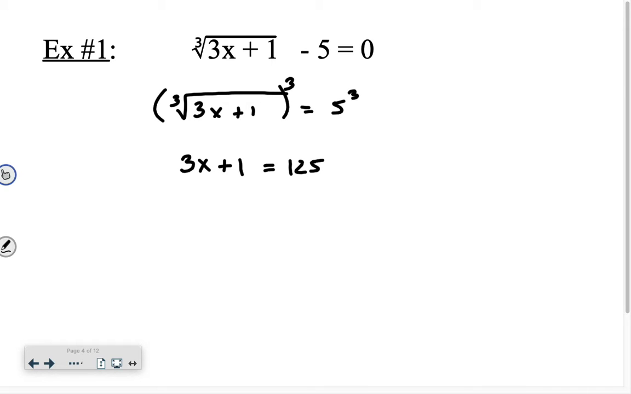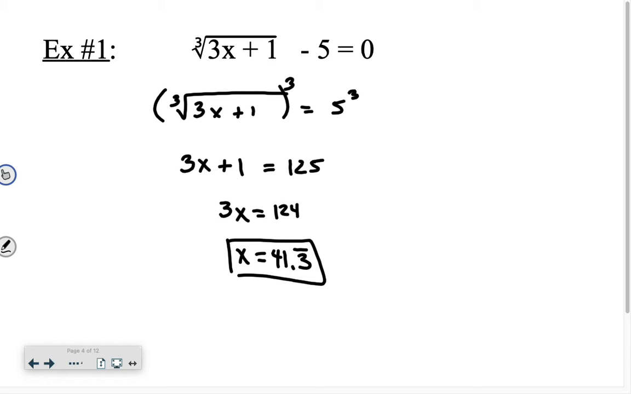And now we solve. From here we just solve the equation. Subtract the 1 over. We get 124. Divide both sides by 3, and it doesn't go in nicely. It's like 41 point something? 41.3, I think. 3 repeating. Am I right on that? I think so. Yeah. x equals 41.3 repeating on that one. Or if you wanted to leave it as 124/3, that's perfectly fine too. You could leave it that way.